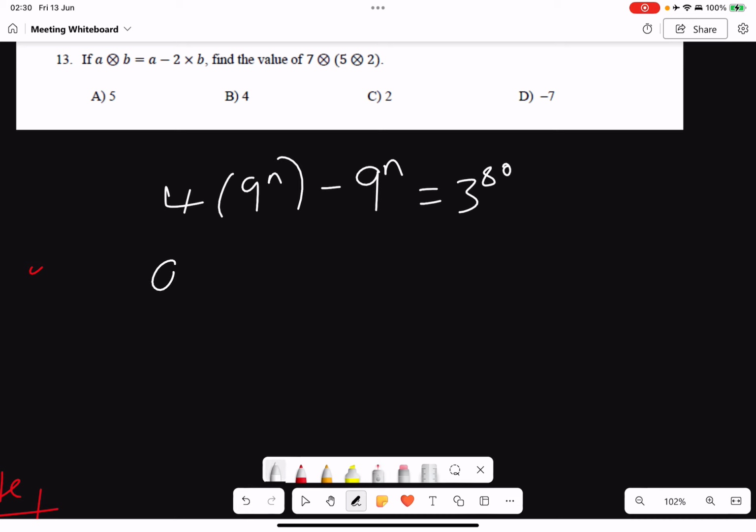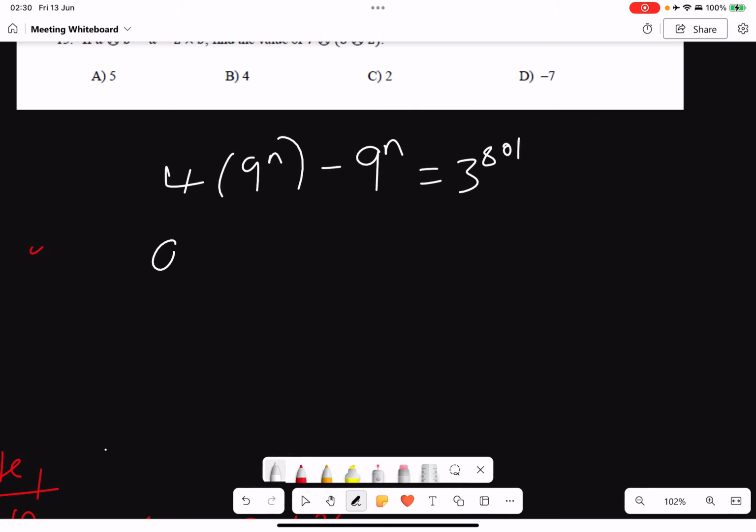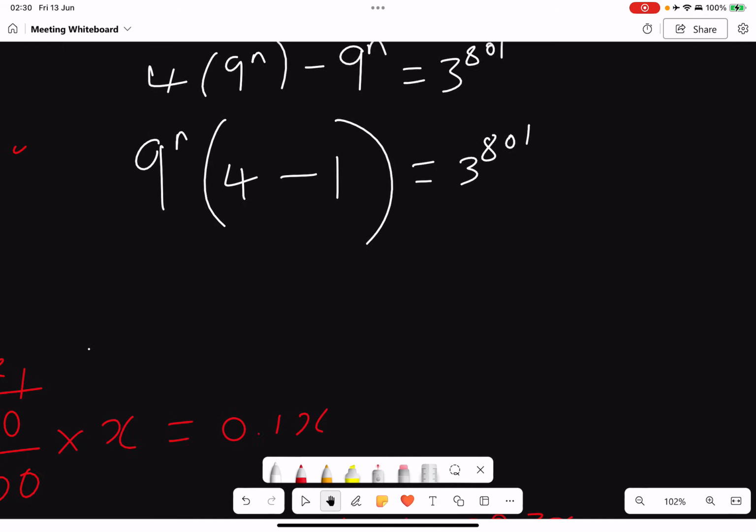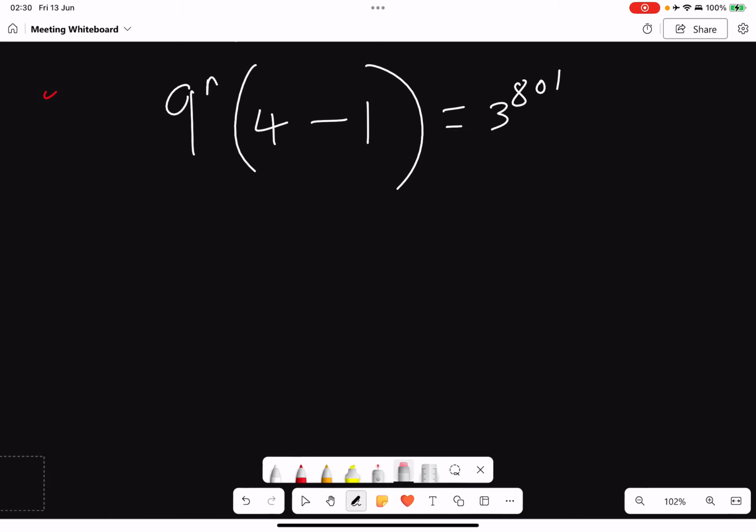So here we have 1. I take 9 to the power n out. Here it cancels, I'm left with 4. Then there's a minus sign. Here it cancels, I'm left with 1, because anything divided by itself is 1. And I have 3 to the power 801. In the bracket, 4 minus 1 simplifies to 3.